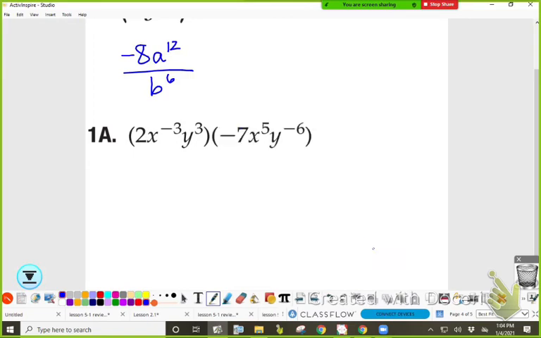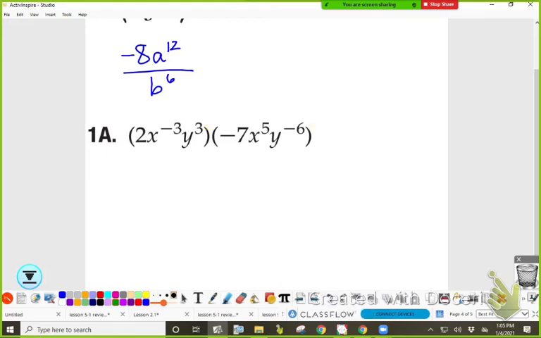Next one, go ahead and fill in on your notes the parentheses, negative 7, x to the 5th, y to the negative 6. Now, I just want to show you really quick, in Delta Math, when you do these problems right here, they will not have that set of parentheses. They won't have that first one in parentheses. They will have the second one, but it means the same thing. Okay, you're still just multiplying. I don't have anything here for an exponent outside of the parentheses, so you just start multiplying.